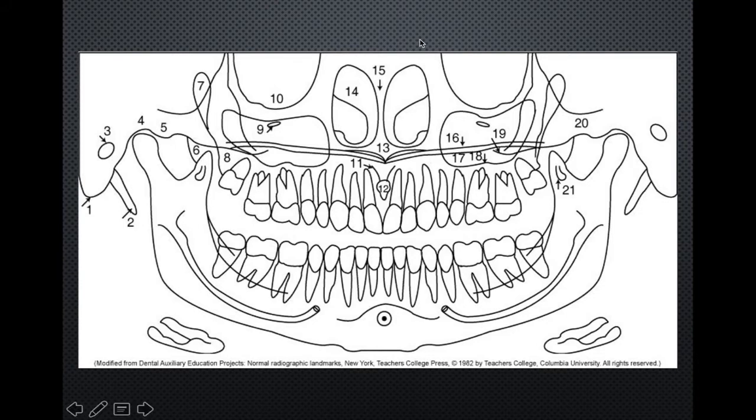Number 17 is going to be this radiolucent area here, so that's going to be our maxillary sinus, with number 18 being the radiopaque lining of the maxillary sinus, so the floor of the maxillary sinus. Number 19 also will be radiopaque. That's going to be the zygomatic process of the maxilla. Number 20, that's our zygomatic arch. And 21, right here is our hook-like projection, so that's going to be your hamulus.